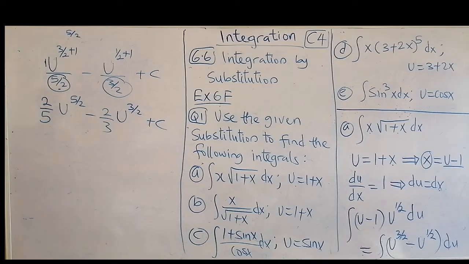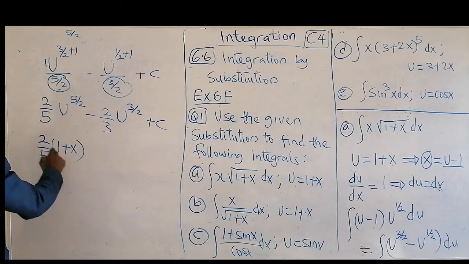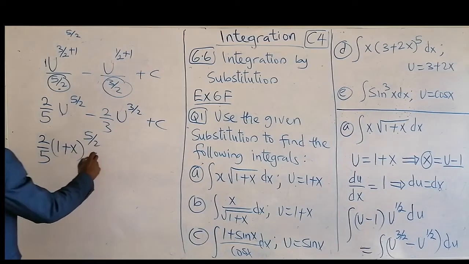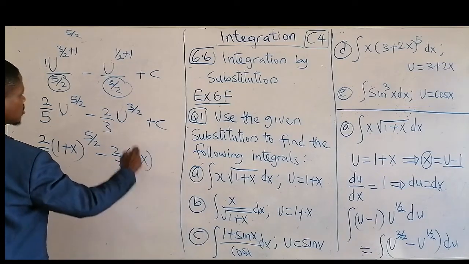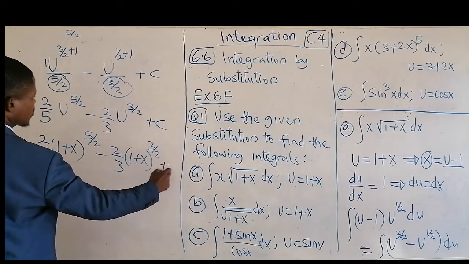So the next thing you do, because u is not the original variable, we have to return the function back. And that will be equal to 2 over 5 times u. Check the expression, we have u as 1 plus x. So 1 plus x to the power 5 over 2. Then minus 2 over 3 times 1 plus x to the power 3 over 2 plus c.